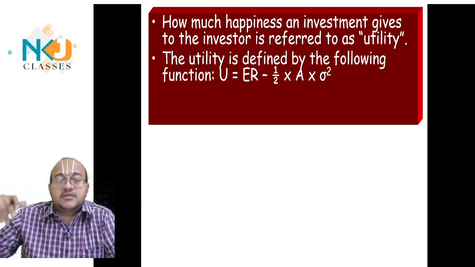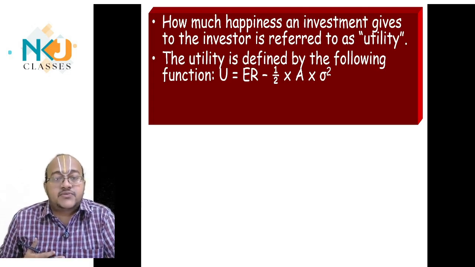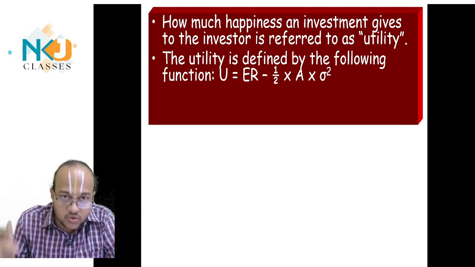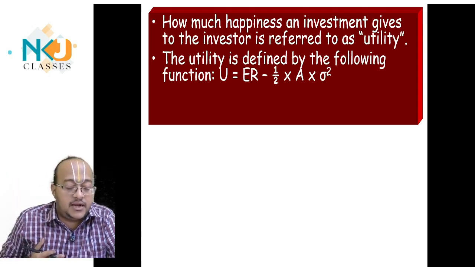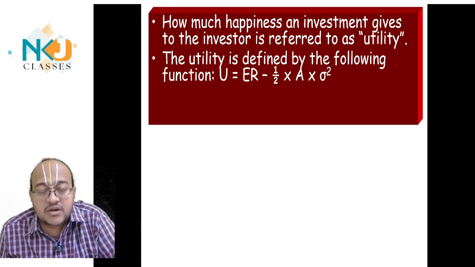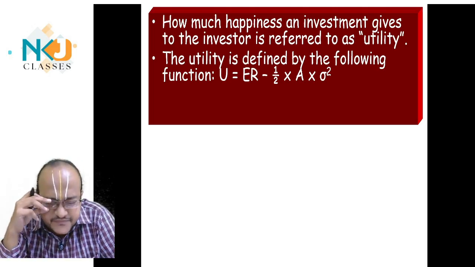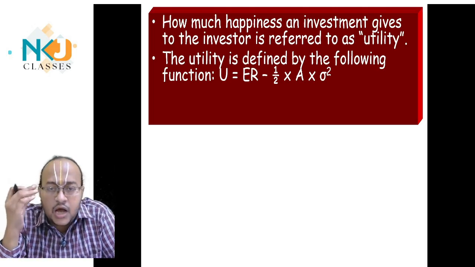If expected return is higher, we will be more satisfied. Correct? But it is not so in the case of risk. Risk, if it is lower only, we will get satisfied. And A is nothing but the aversion factor, the risk aversion factor. Very simple.